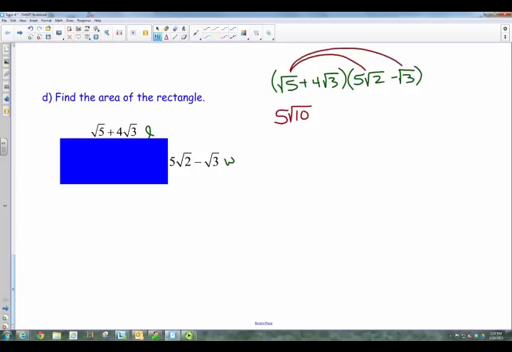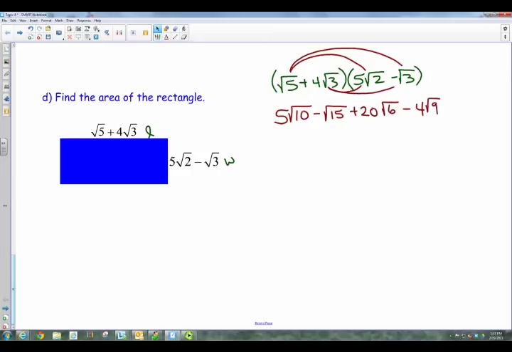So that's the square root of 5 times the square root of 3, which is a negative, and it gives you a negative square root of 15. Okay, then we go inner. Well, here's our inner. We've got 4 times 5, which is 20. 3 times 2, which gives me the square root of 6 underneath. And then last, I've got 4 times a negative 1, which is negative 4. Square root of 3 times the square root of 3, which is the square root of 9.